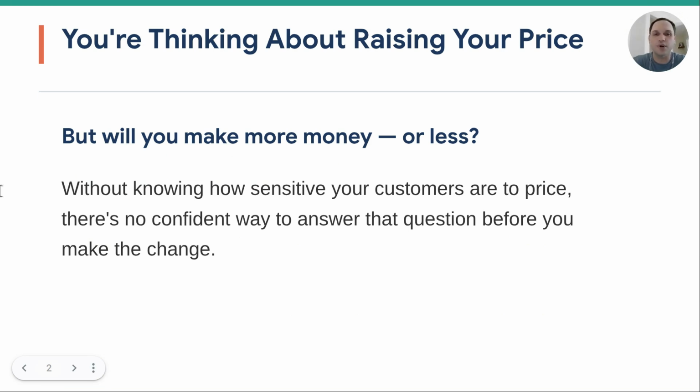Here's the situation every brand's manager, category analyst, and pricing team faces regularly. You're thinking about raising your price. Maybe costs have gone up, maybe a competitor just raised theirs and you have an opportunity. Maybe you just want to improve margin. The question you need answered before you make that move is simple but surprisingly hard to answer without the right analysis. Will you make more money or less? A price increase might boost revenue per unit, but if it drives enough customers away, total revenue falls. Without knowing how price sensitive your customers are, you can't answer that question confidently in advance.